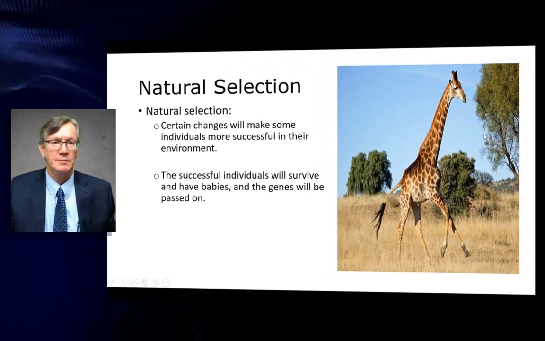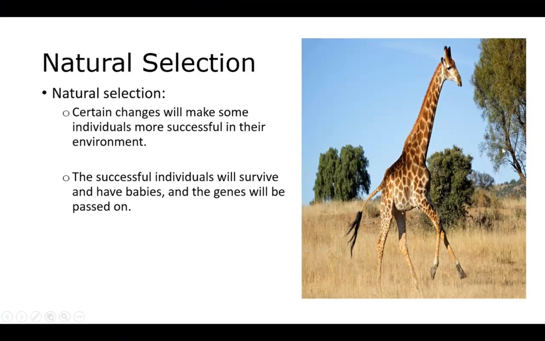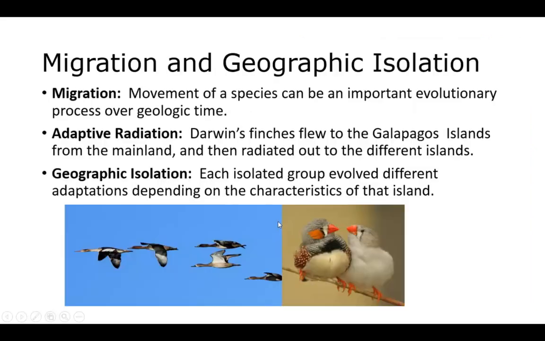Natural selection. Certain changes will make some individuals more successful in their environment. The successful individuals will survive and have babies, and the genes will be passed on. In this example, we have a giraffe. Giraffes browse from trees, and if you notice, they are designed to be able to reach tall trees to browse, which makes them successful in their specialized habitat.